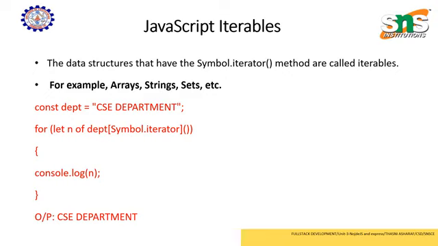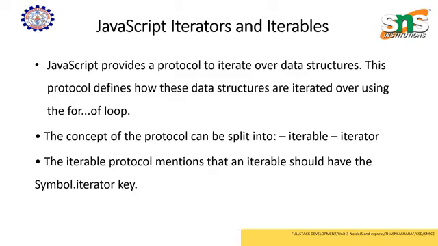The main syntax: we'll see a constant department equal to a CSE department. For example, for let n of department, using Symbol.iterator. The Symbol.iterator is nothing but the condition; if it is true, it displays the CSE department. If it is not, it will display a false statement. That's why we are using this for iterables.